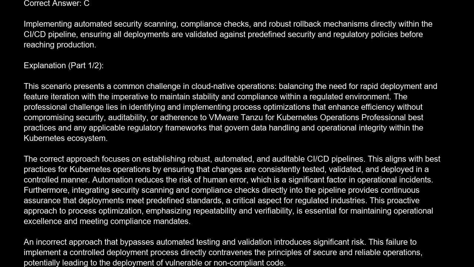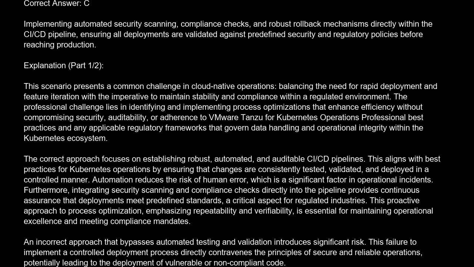The correct answer is C. Implementing automated security scanning, compliance checks, and robust rollback mechanisms directly within the CI/CD pipeline, ensuring all deployments are validated against predefined security and regulatory policies before reaching production.